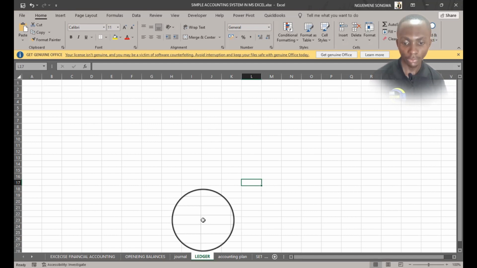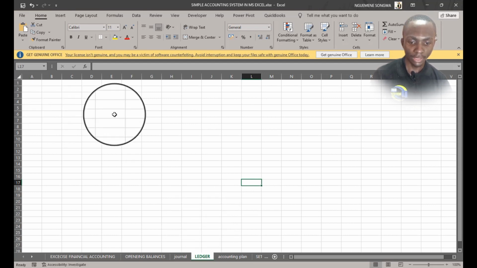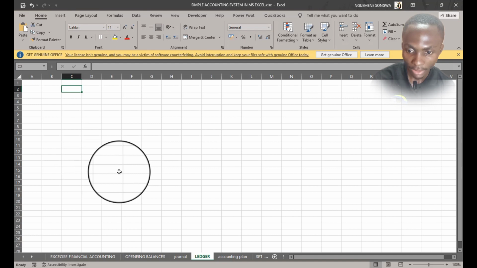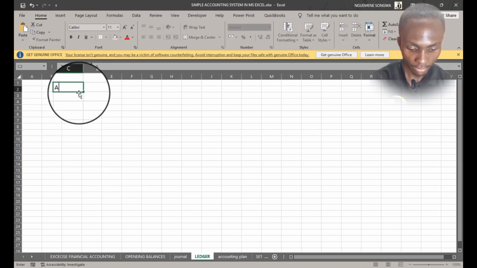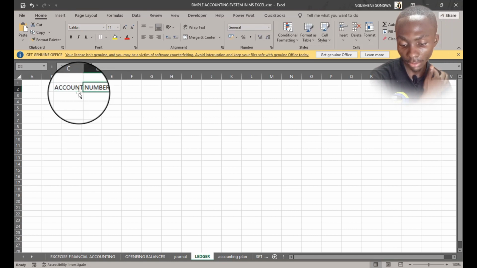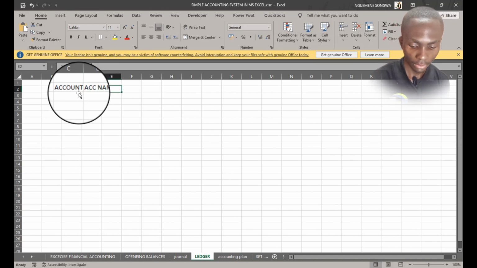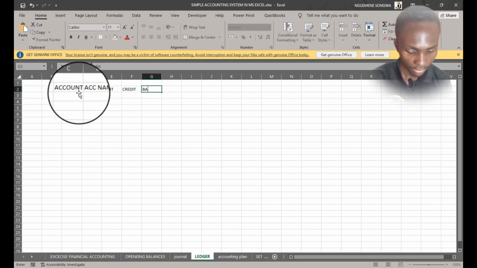From here, I need to create a table which will summarize all the transactions, both in the journal and also at the level of the opening balance exactly. So in this case, what will I need exactly? I will need the account number. I will need the account name. I will need what else? The debit. I will need the credit, and what else? And the balance.